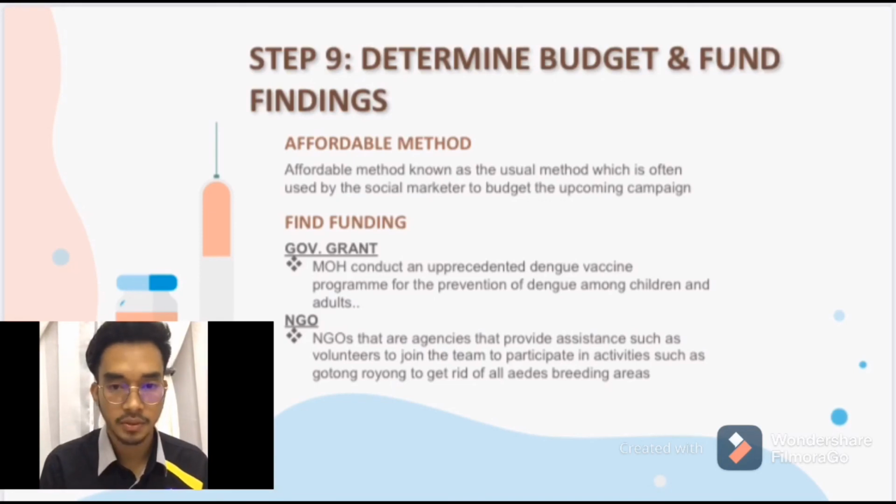to make this campaign successful, we can find funding from government grants such as the Ministry of Health, which conducts an unprecedented dengue vaccine research and development program with a vaccine world leader to provide a novel vaccine for the prevention of dengue among children and adults. For the NGOs and companies, we appreciate it if volunteers want to help and join our team to participate in our campaign to do gotong royong and get rid of all the Aedes breeding areas.